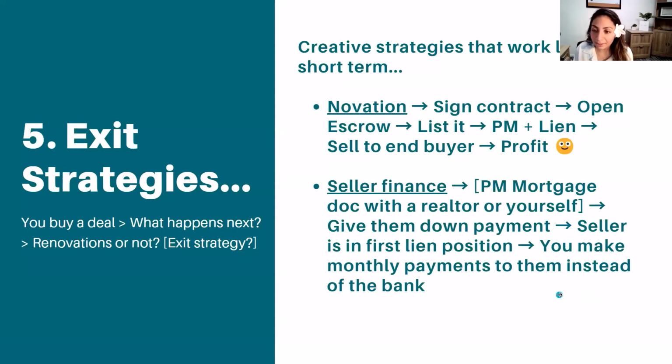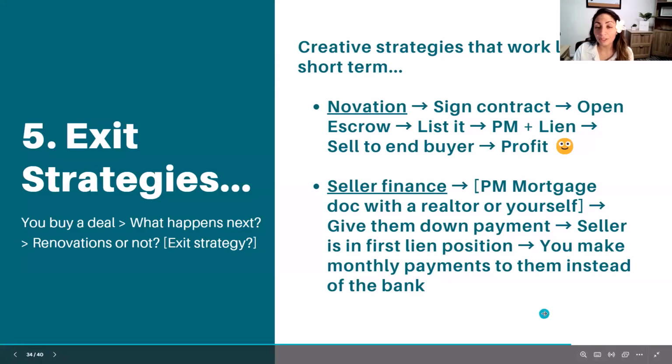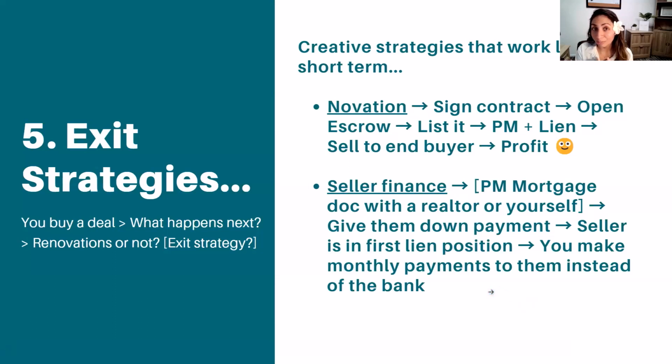Then a seller finance deal is when the property is owned outright. You could give them a down payment and the seller would be in the first position lien, then you make monthly payments to them, or you could negotiate making payments to them afterwards. There's no set terms, so no interest rates, no down payment, typically that is set for them. It's almost like when you walk into the bank, they set all the terms. When you're dealing directly with a seller who owns a home outright, you can set whatever terms work for both of you.